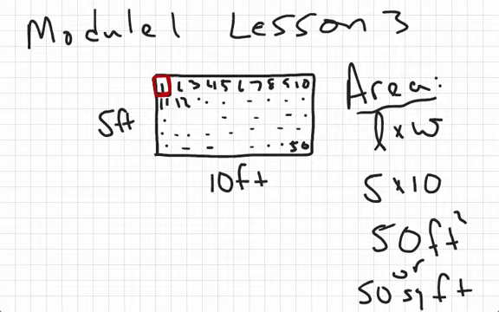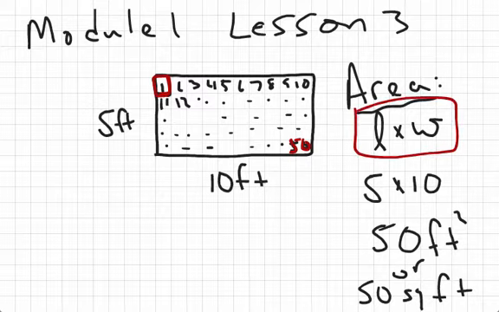Let me emphasize that a little bit more with the red ink. How many little squares are inside this rectangle? Well, there's 50 of them. I don't think it was very efficient to count them all. The more efficient way was to use the formula, length times the width. So that's how we'd calculate the area.